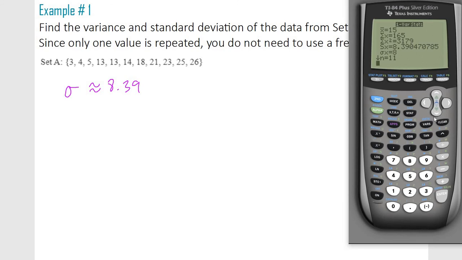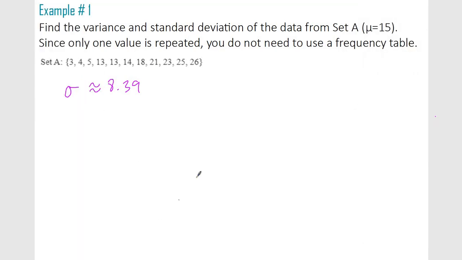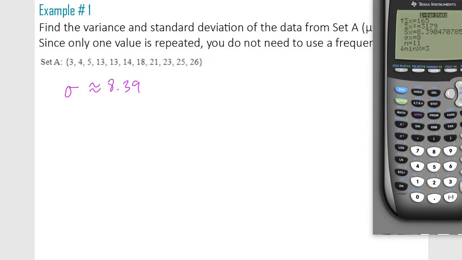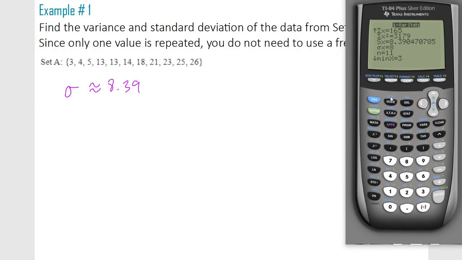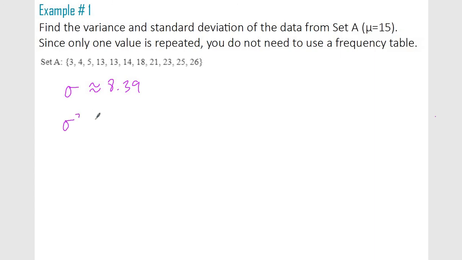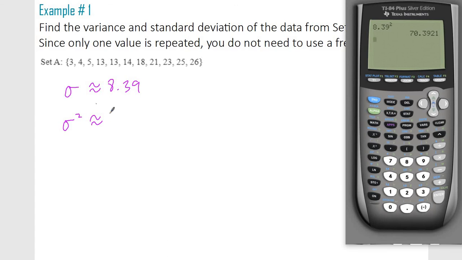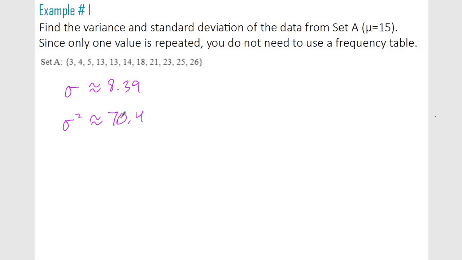So then the variance is just that squared. We're going to do 8.39 squared. Ideally, you would use more decimal places, do better than that, right? So this was the standard deviation. The variance should approximately be 70.39 or 70.4. All right, so I would definitely use your calculator, but know how to find the variance and the standard deviation. It's essential. Okay?